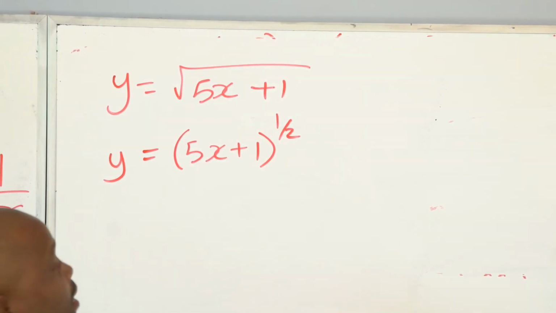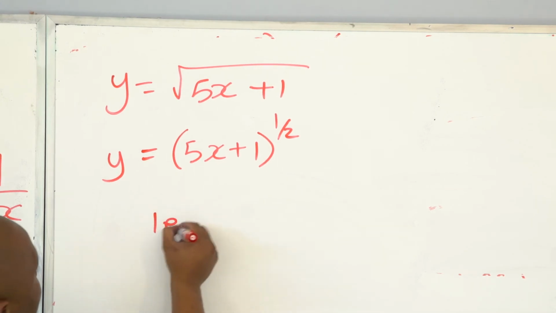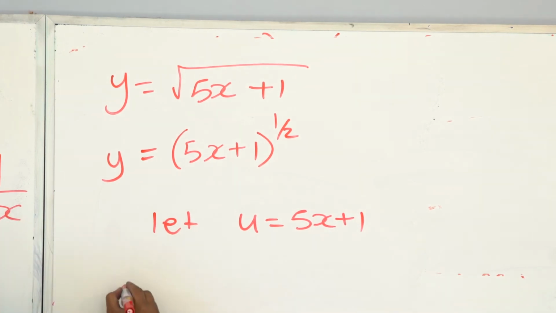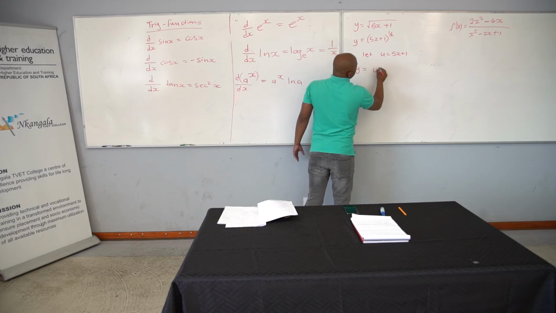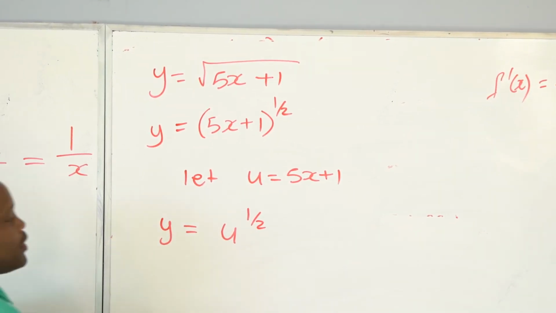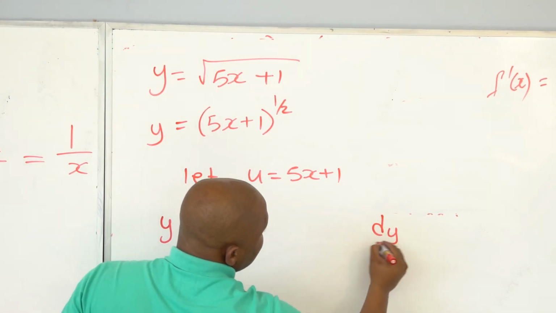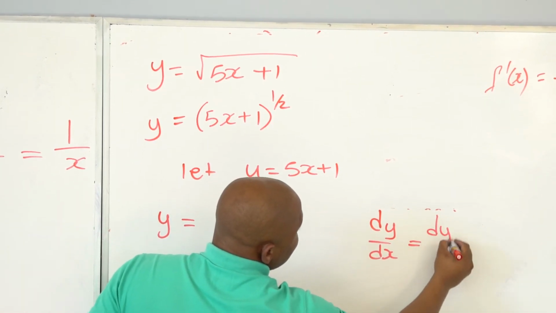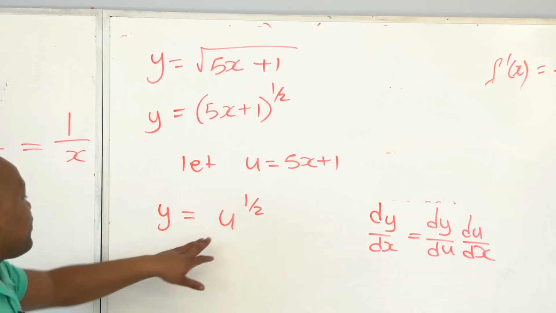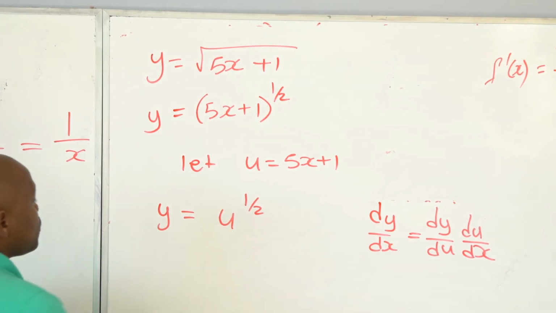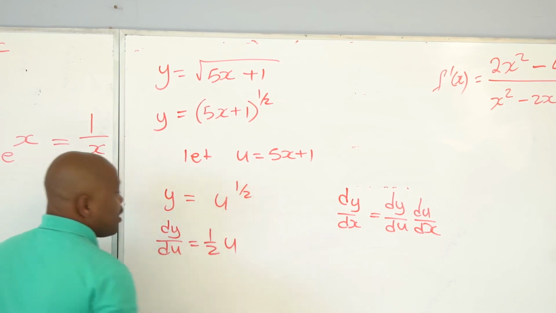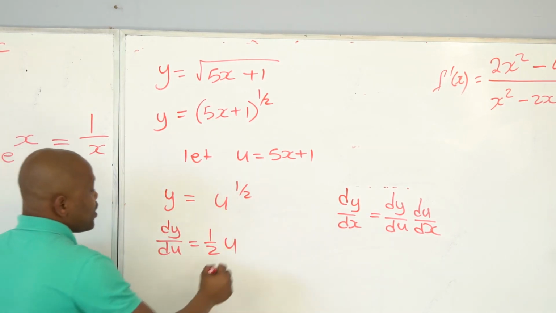So you're going to use the chain rule. Let u equal 5x plus 1. If you do that, this becomes y equals u to the half. The chain rule says dy over dx equals dy over du times du over dx. So let's differentiate y in terms of u. dy over du gives me half u to the power of half minus 1, which becomes what?